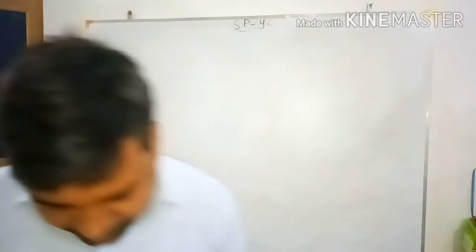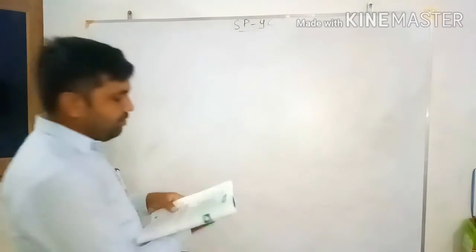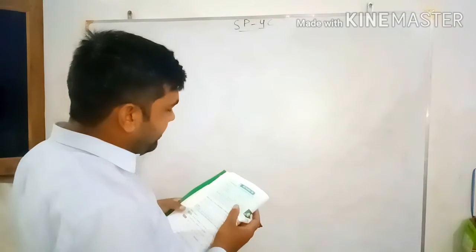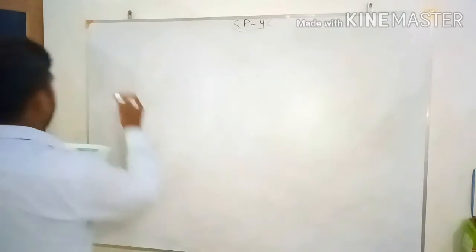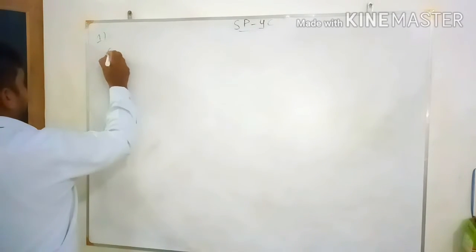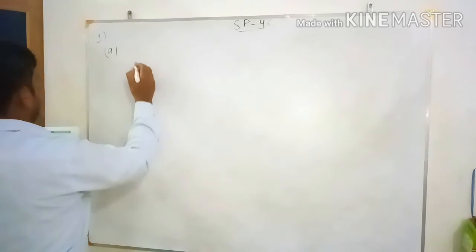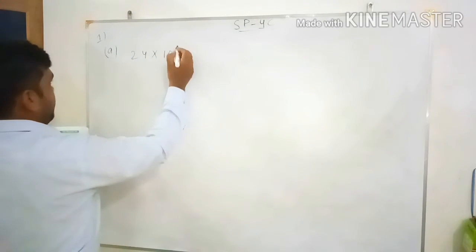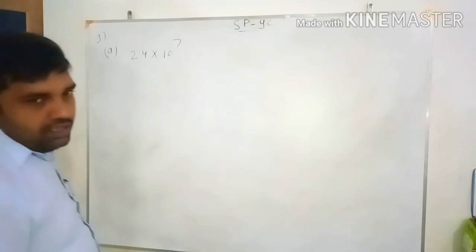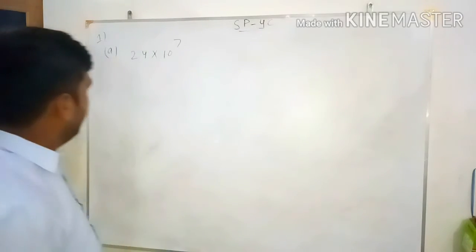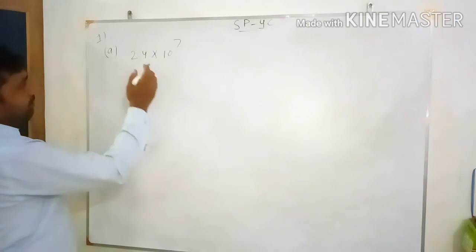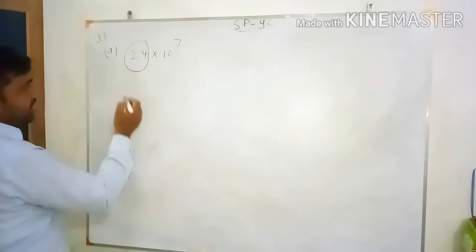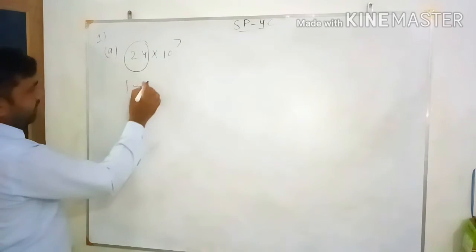Okay, now see the first question. Self practice 4C first question. Are the following numbers written in the scientific notation? See, that is the first one. 1A, that is 24 multiply 10 to the power 7. Is this in the scientific notation? No. Why is it not in the scientific notation? Because the first factor 24, that number is not between 1 and 10.